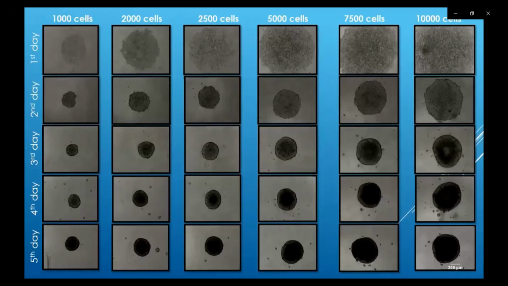The first step in our experiment was to watch the evolution in time and also choose the cellular density. We seeded different cellular densities from 1,000 to 10,000 cells per spheroid and watched them through the span of 5 days. After many attempts, we concluded that the density of 5,000 cells per spheroid on the third day is the perfect size and perfect density to go through our tests.